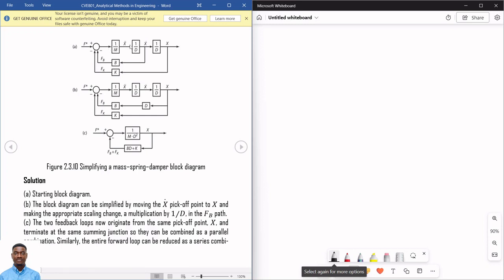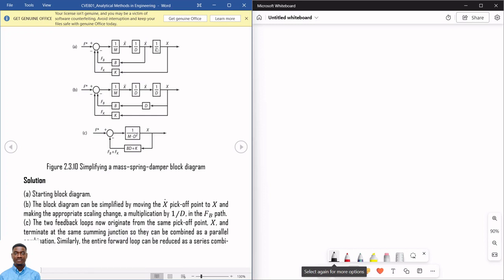Why are they in series? Because a signal comes into 1 over m, the output of 1 over m goes into 1 over d. So that makes these two blocks in series. And also the output of 1 over d goes into 1 over d here. That makes these 1, 2, 3 blocks in series.